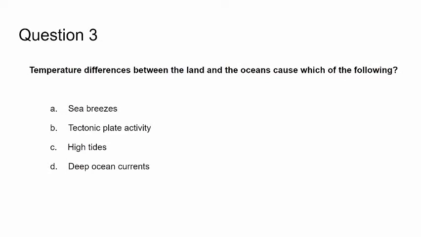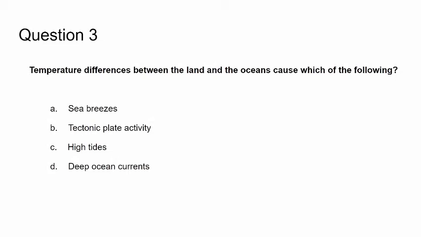Question number three: temperature differences between land and the oceans cause which of the following? Just put yourself at the beach. They're saying what's the difference between land and the oceans. And every time I'm at the beach, man, it's super windy. I see people with their kites. I see people kite surfing. So, you know, I'm going to say cause like tectonic plate activity. Isn't that an earthquake, or doesn't that cause a tsunami?